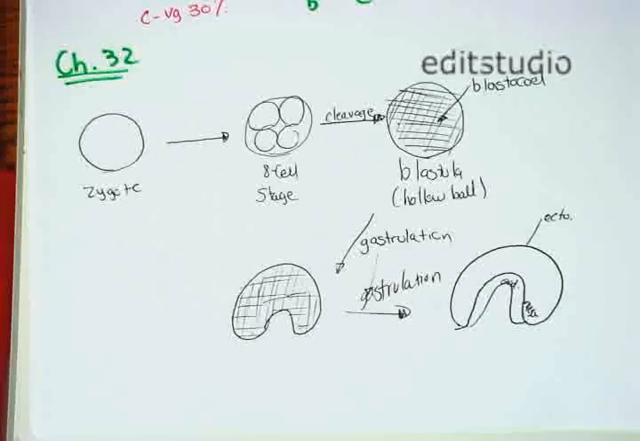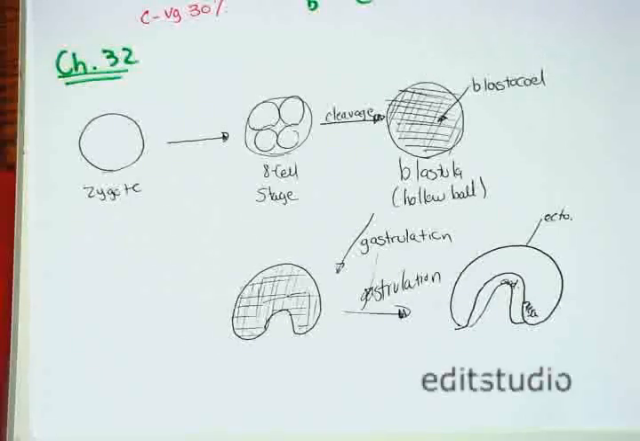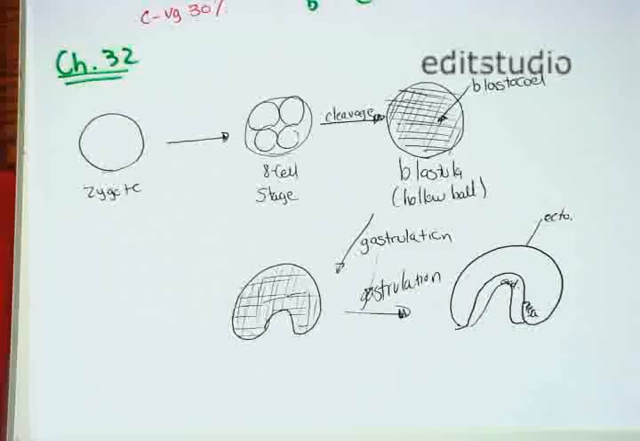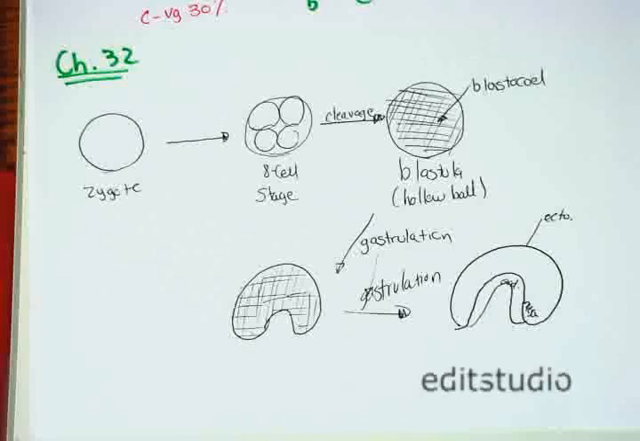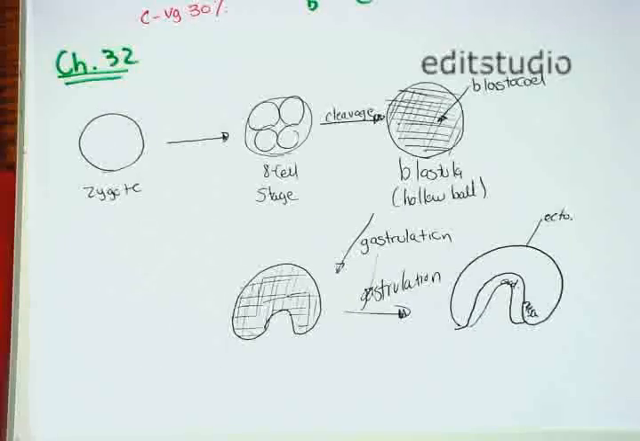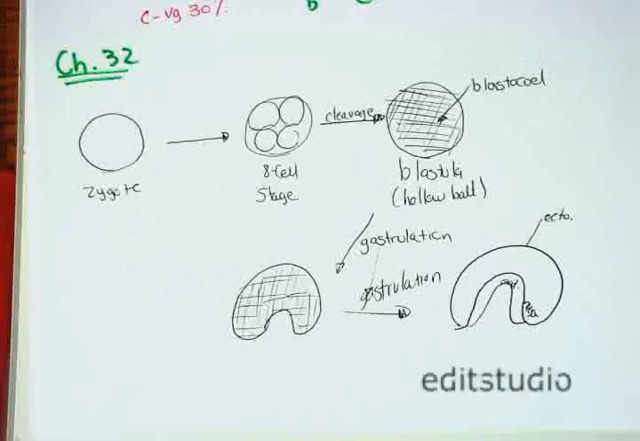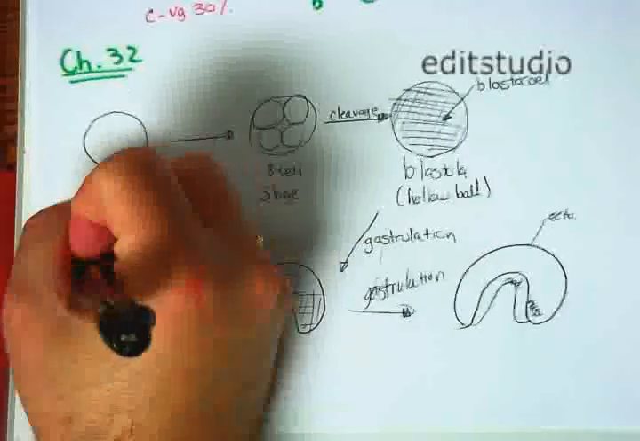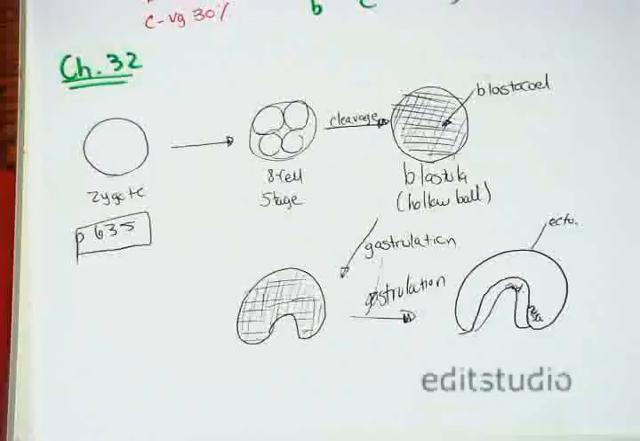Does anyone have their book open? This is chapter 32, and I believe it's on the left-hand portion towards the bottom. No, go back a little bit. Perfect, right-hand portion. What page is that? 635. So page 635. Definitely want to know that.